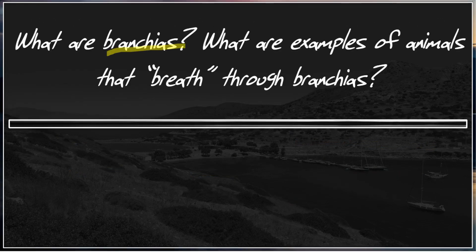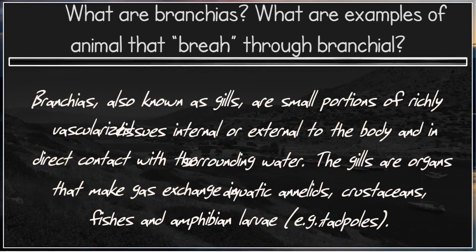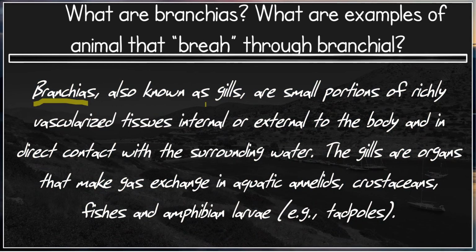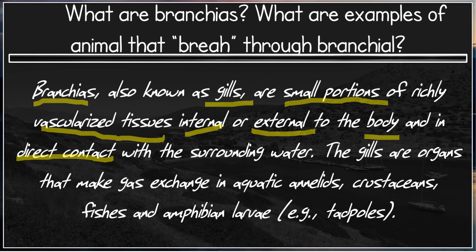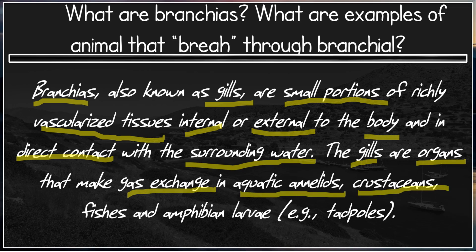What are branchiae? What are examples of animals that breathe through branchiae? Branchiae are also known as gills, which are small portions of richly vascularized tissue, internal or external to the body, and in direct contact with the surrounding water. The gills are organs that make gas exchange in aquatic annelids, crustaceans, fish, and amphibian larvae that we call the tadpole.